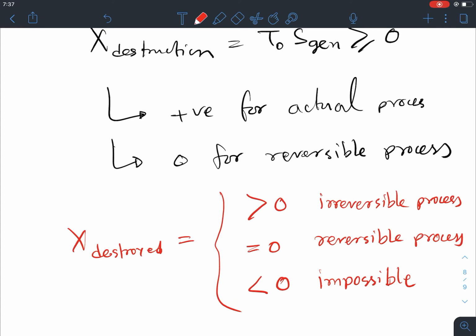So that's all about the exergy decreasing principle. We'll go ahead and do some math problems based on this principle, and we'll try to understand how the exergy of a system is changing, or basically decreasing.